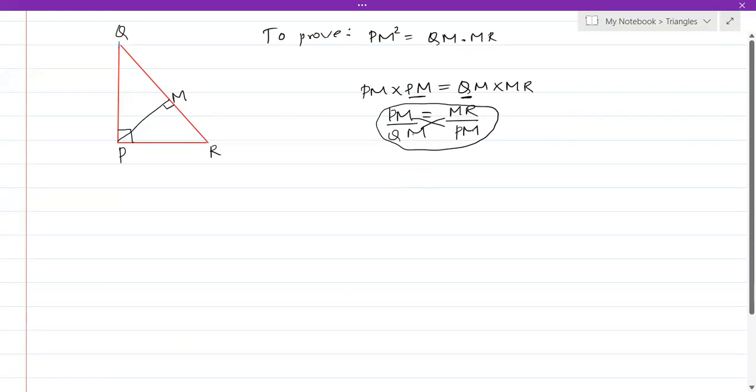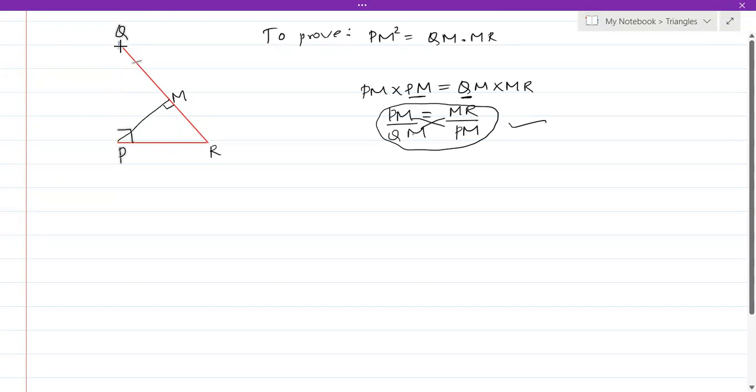Now, how do we prove this? To prove this, we have to take two triangles. Observe the numerator, PM and MR. Which is the triangle that has got PM and MR? It is this triangle, which is in the bottom. This one which I shaded now, and the other one, QM and PM, is in the above triangle, this one. I'm shading it. So if we prove these two triangles are similar, we will get the required thing.